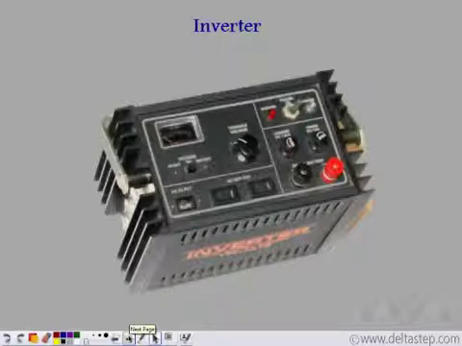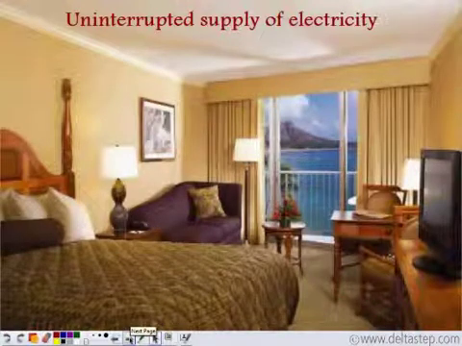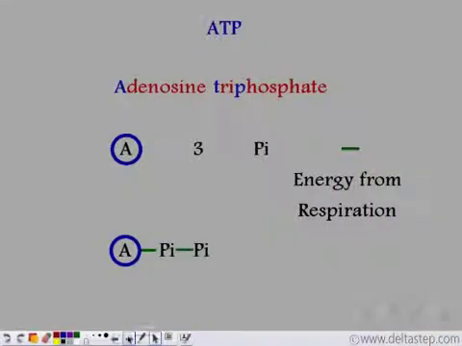Just like inverters store energy in the form of chemical energy, which gets converted to form electrical energy when there is a power cut at our home, so that there is uninterrupted supply of electricity. Similarly, in cells, ATP stores energy.